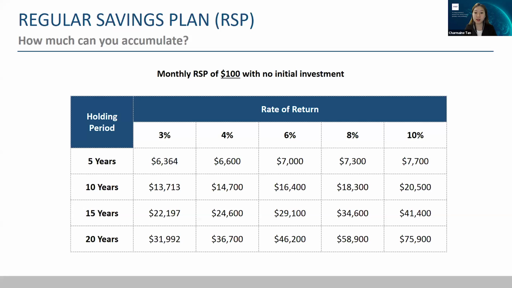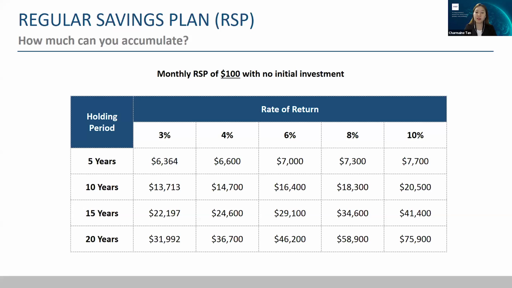If the rate of return is 3%, which means that every year you are getting 3% in returns on your investment over a span of, let's say, 20 years, this particular investor can accumulate $31,992. And a rate of return of 3 to 4% is achievable if the investor invests mainly in bonds. But if the investor is able to get a rate of return of 10% by investing in riskier assets such as stocks, they can accumulate $75,900 at the end of 20 years.